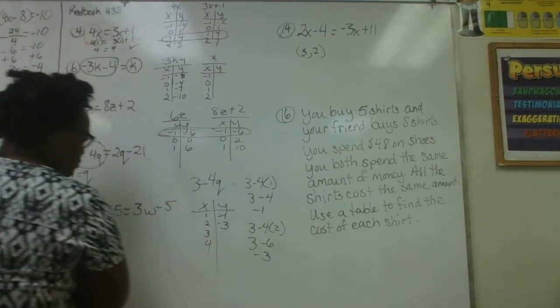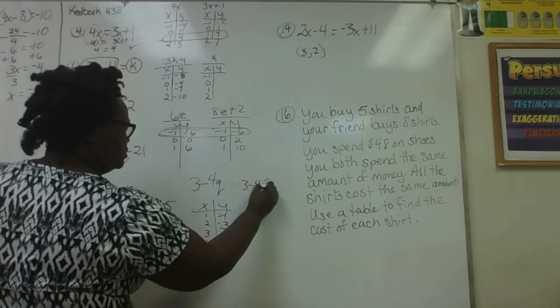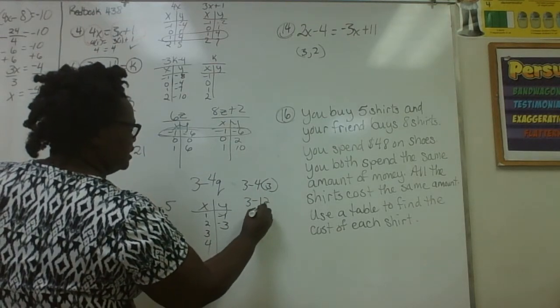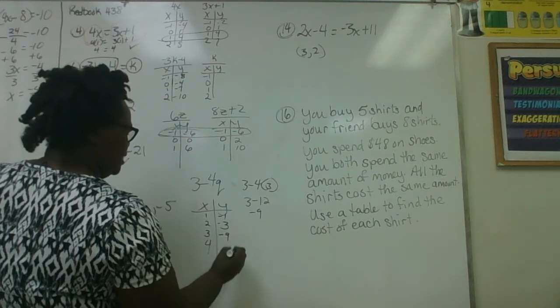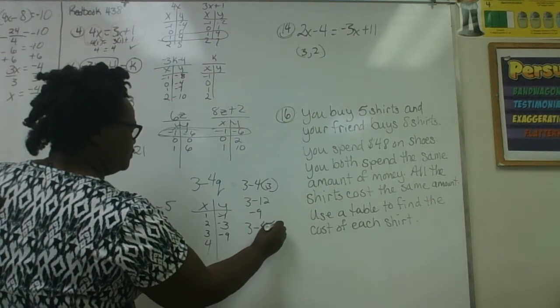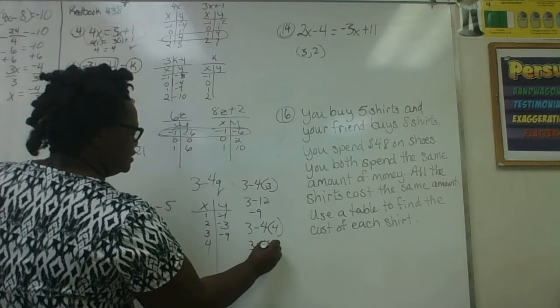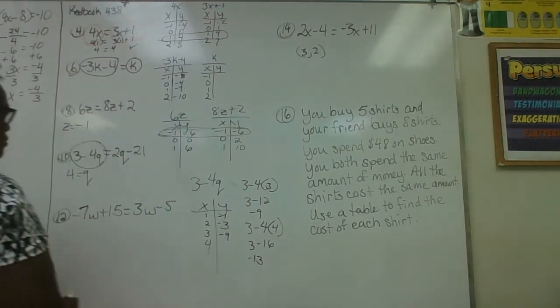Then 3 minus 4 times 3, that's 3 minus 12, gives us a negative 9. And then 3 minus 4 times 4, that gives us 3 minus 16, which will give us a negative 13. Okay?